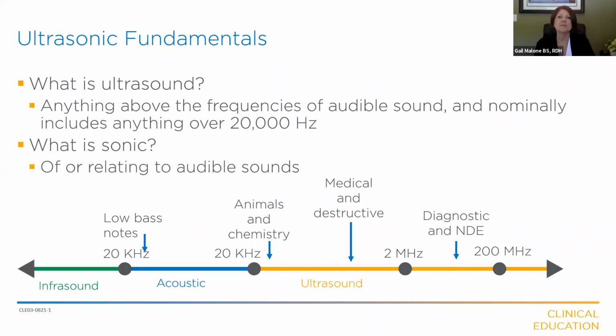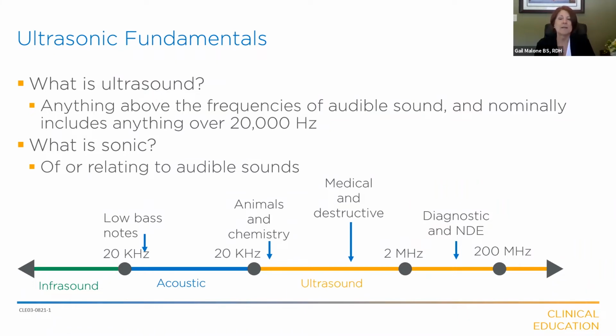So let's get started. As we look at the fundamentals of ultrasonic, we know that ultrasound is anything above frequencies of audible sound. This is generally anything above 20,000 hertz. As you can see, we have low bass notes at the very low end of the scale, and things like diagnostic and non-invasive diagnostic evaluations at the very high end of the scale. Dental ultrasonic scalers are at the low end of the ultrasound scale in the 30,000 range.